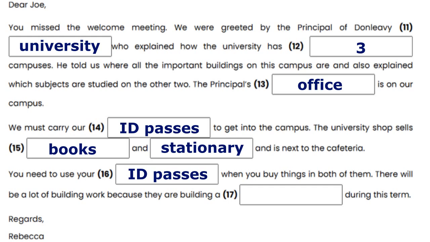So what's your answer for number 14, 15 and 16? Books and stationery. I don't know, because stationery is the same as where they sell books. So it's not about being correct, it's about what you had. Okay, Bob, I heard books and stationery. Now the books you had, is it plural or singular? Plural. Okay, that's correct. And number 16, what's your answer? ID pass. Now for number 16, the answer is ID passes.